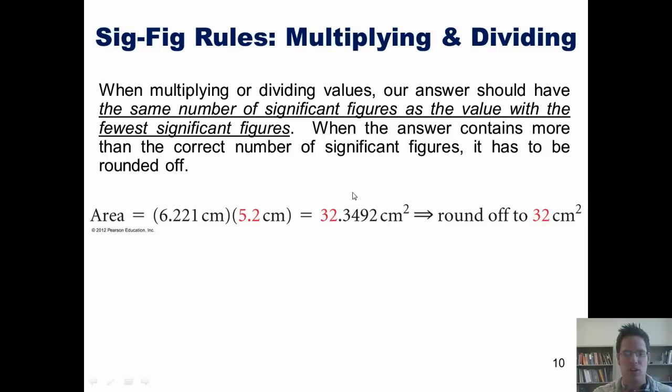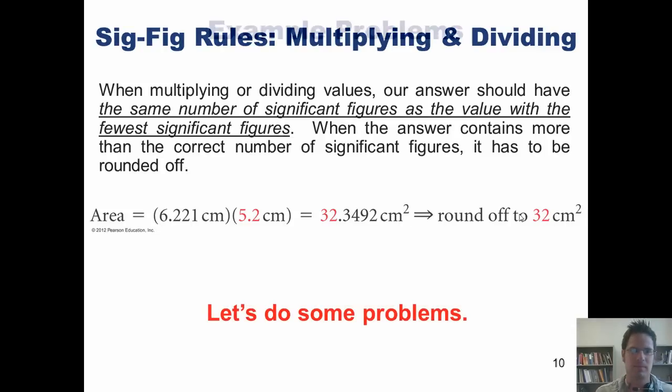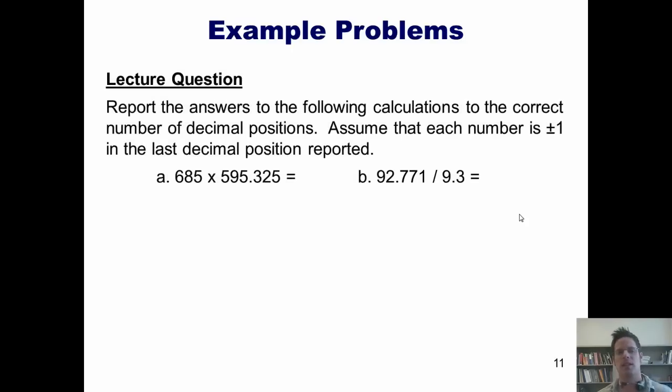So this final answer gets rounded off to be 32. Does that make sense? I hope so. Let's do some problems. Our next lecture question says, report the answers of the following calculations to the correct number of decimal positions. Assume that each number is plus or minus 1 in the last decimal position reported.